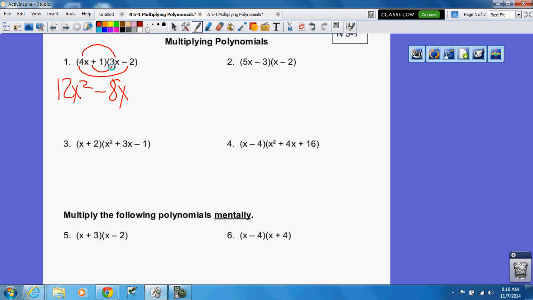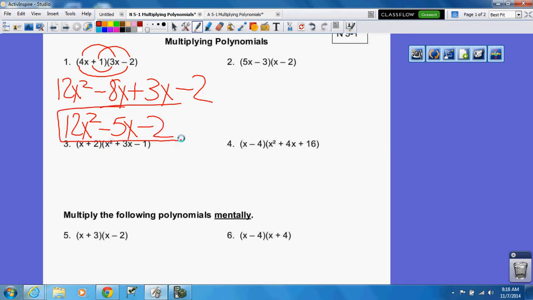And then I have a positive 1 times 3x, so I'm going to get a 3x. And then I have 1 times negative 2, so I'm going to get a negative 2. I'm always going to combine my like terms. So when I combine my like terms in the middle, I get 12x squared minus 5x minus 2. And that will be my final answer because there's nothing else that I can combine like terms with.